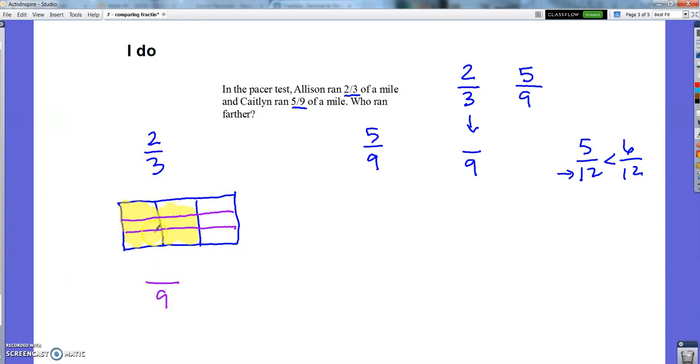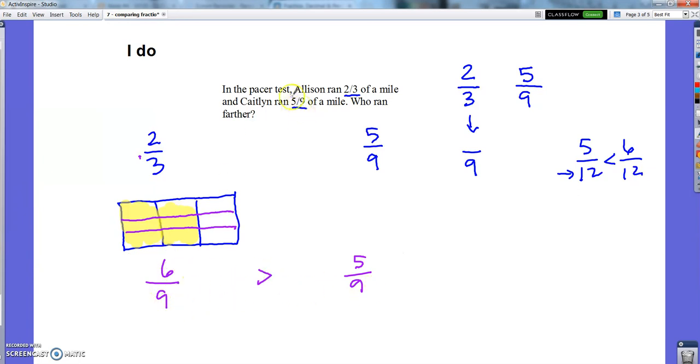I've changed my thirds into 9ths. It's the same fraction. I didn't change how much was shaded. I'm just making an equivalent fraction here. So now instead of being 3 parts with 2 shaded, it is 9 parts with 6 shaded, which means an equivalent fraction to 2/3 is 6/9, so the same amount. And the reason I did that is now if I want to compare 6/9 to 5/9, it's very easy to tell now which fraction is greater, if they have the same denominator.